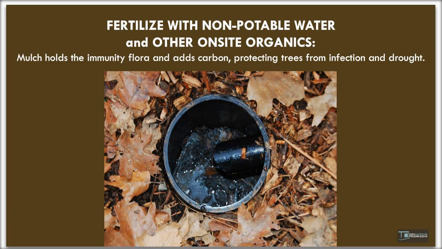And so that leaf can really inoculate your mulch basin with the right kind of bacteria and fungus that helps provide resistance from infection of other diseases and then against drought.